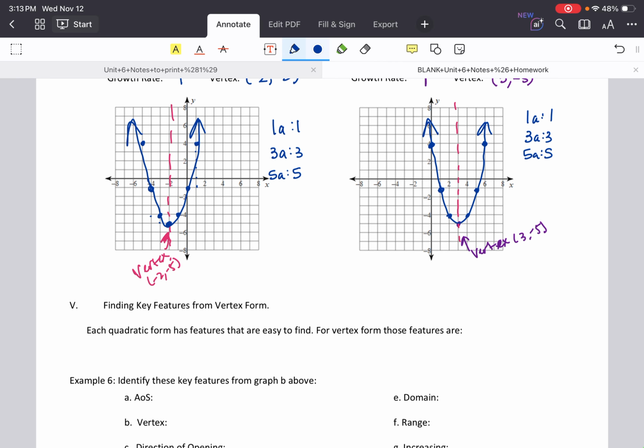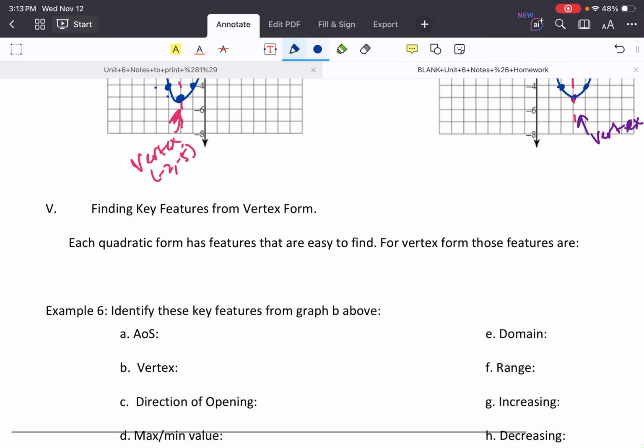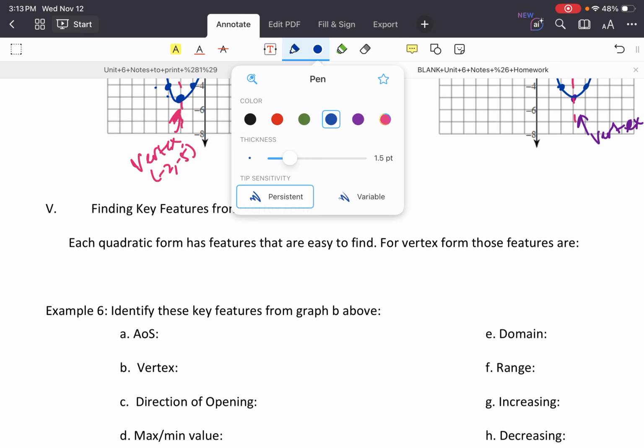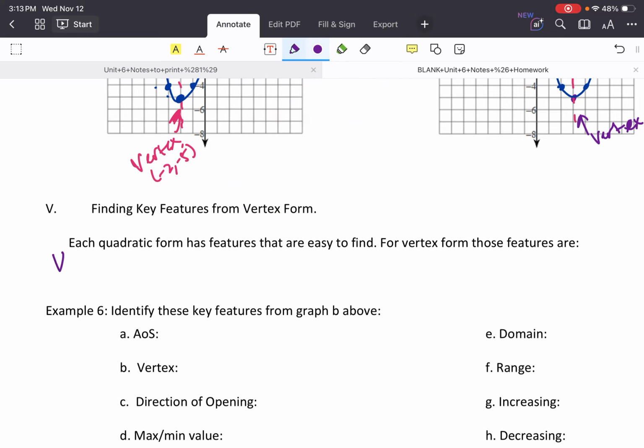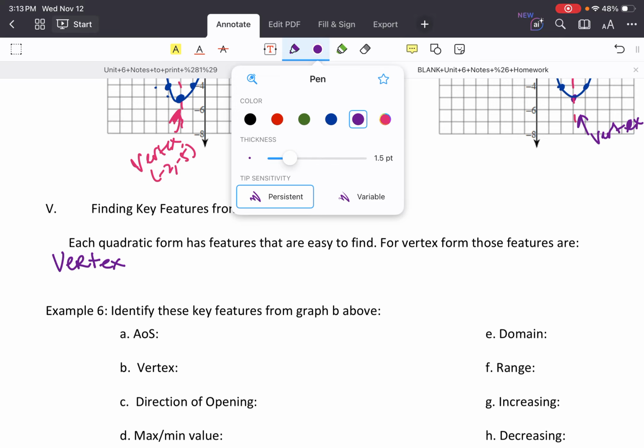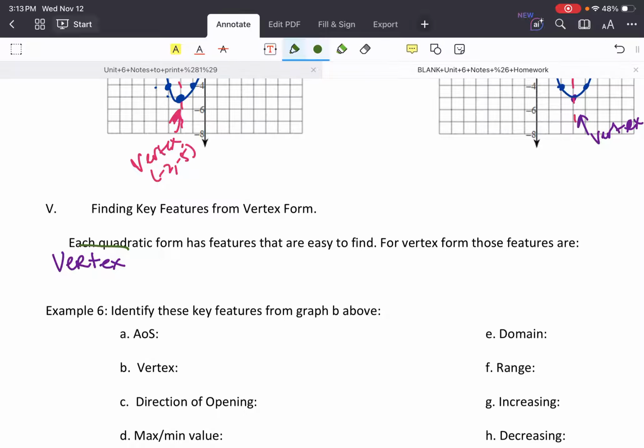The last thing we are going to do is go over all of our key features. So these are just finding them from vertex form. Each quadratic form has features that are easy to find. For vertex form, it is a whole bunch of them. Vertex form is most important because it gives us the vertex. This is the most important, let me do that in red. Most important, we want vertex form because it gives us the vertex.